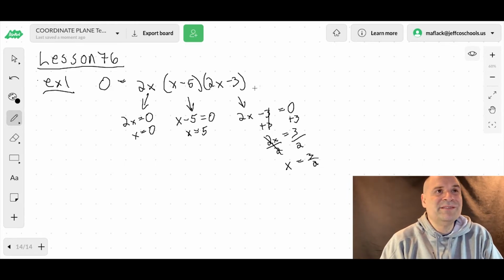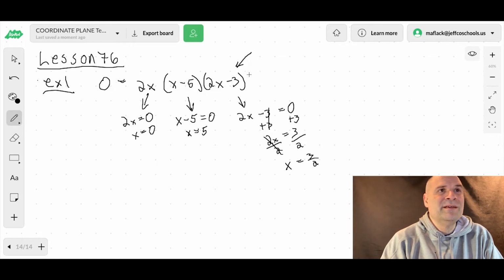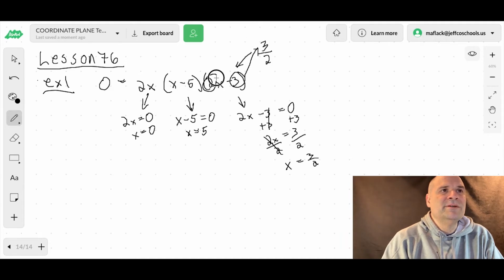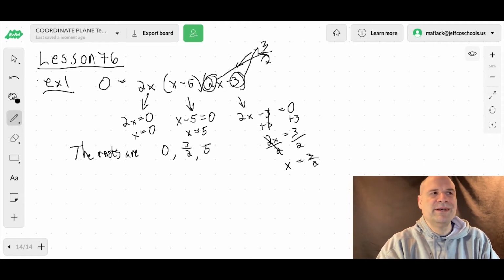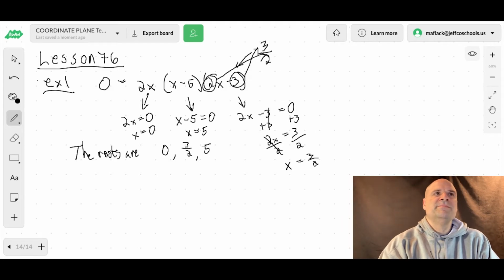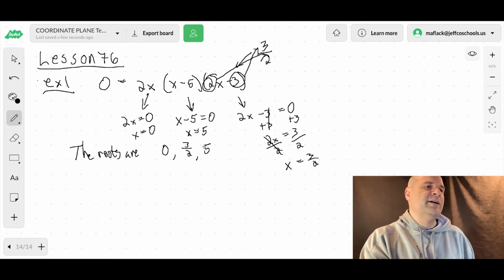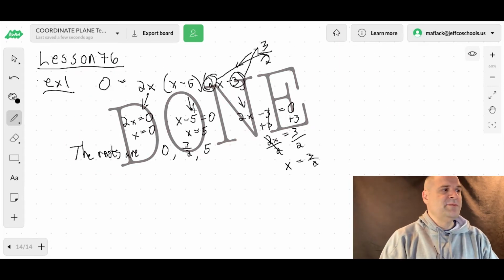So the shortcut to finding a 0 to that is going to be this number 3, actually the opposite of that number, over 2. So this number goes there, and this number goes there. So the roots of these equations are 0, 3 halves, and 5. Usually when you write the solutions, it's nice to put them in numerical order. So 0, 3 halves, 5. Okay, let's move on to example 2.